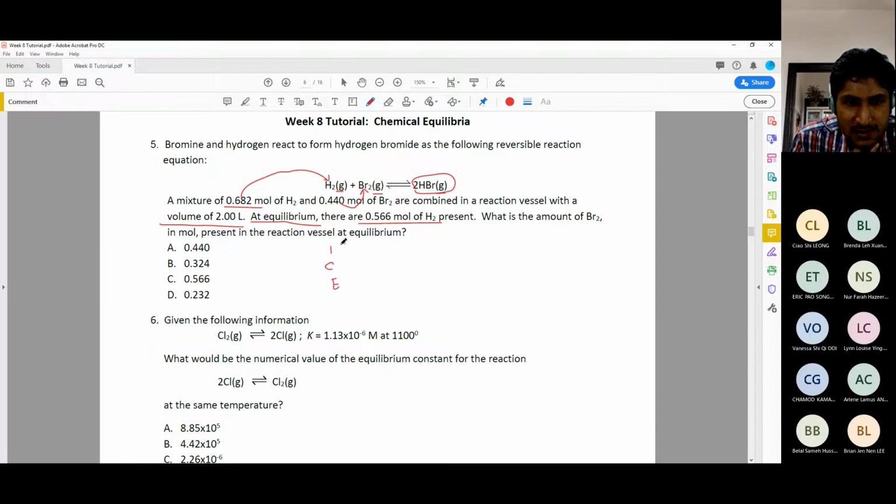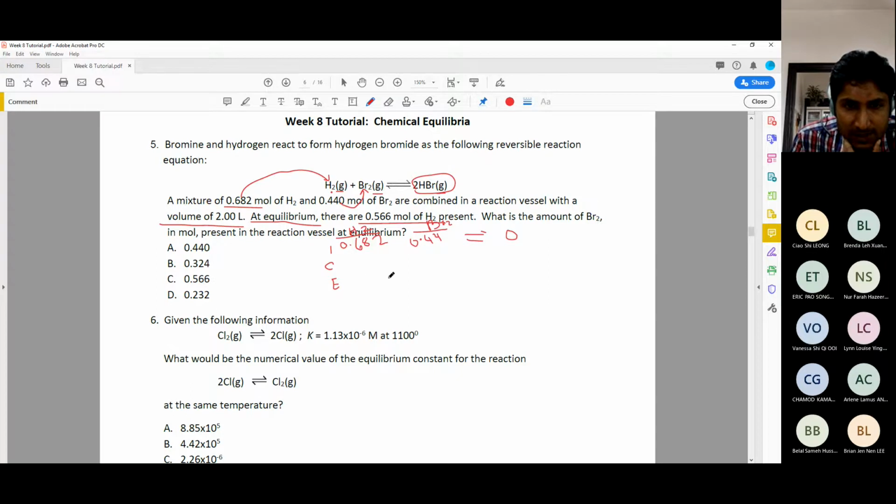So the ICE table is 0.682 for hydrogen, and for bromine it is 0.44. So initially, what will be the concentration of hydrogen bromide? It will be 0, right? At the initial concentration, it is 0. But now it says that at equilibrium, when we reached it, there are 0.566 mole of hydrogen present. This column is for hydrogen. This column is for bromine. All right.